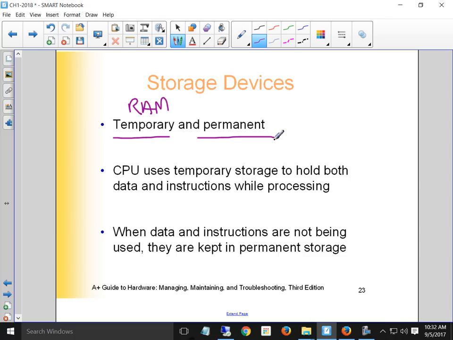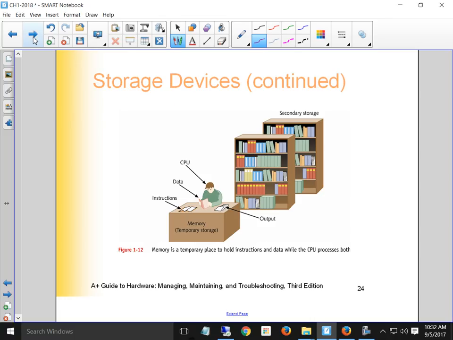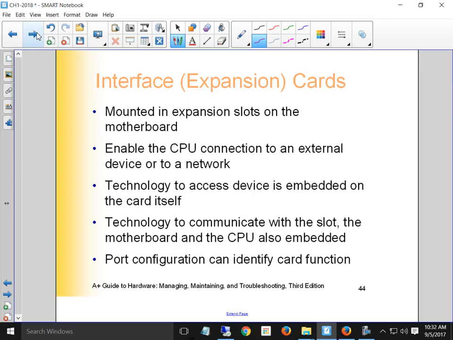So the CPU uses temporary storage, also called primary storage, to hold data and instructions while they're processed. When data and instructions are not being used by the CPU, they're kept in permanent storage, or secondary storage. Those terms are definitely on there. I used a little example running around the room on the difference between primary storage to the CPU and secondary storage as far as how the CPU processes it. This is just a picture depicting the same thing.